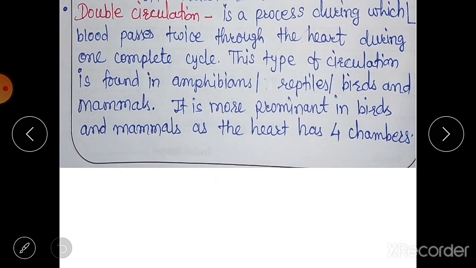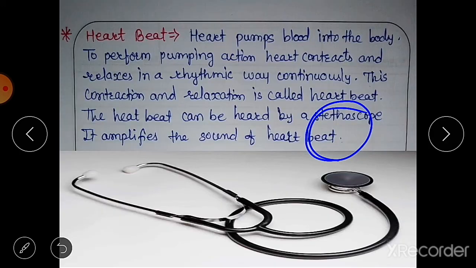So what is double circulation? Double circulation is a process during which blood passes twice through the heart during one complete cycle. This type of circulation is found in amphibians, reptiles, birds and mammals, and it is more prominent in birds and mammals as they have a four chambered heart.